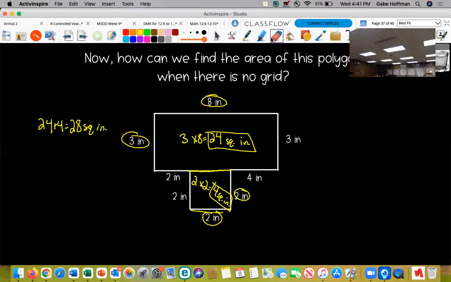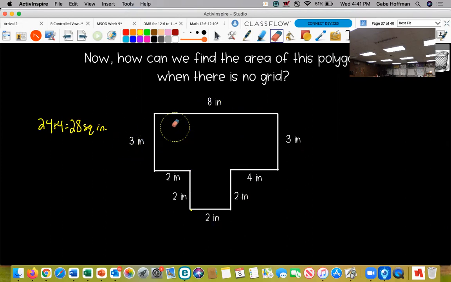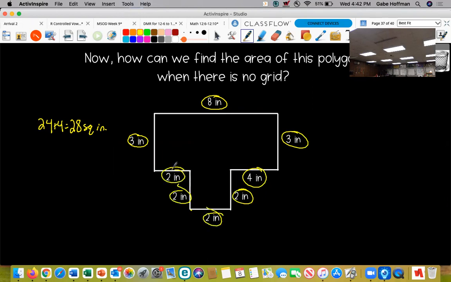For perimeter, I just am going to add together all the side lengths. So it's the same thing as when I'm finding the perimeter of a rectangle, but on this one, I've got to add up all my side lengths. So I'm going to add 3 plus 8 plus 3 plus 4 plus 2 plus 2 plus 2 plus 2, right? So I'm going to say 3 plus 8 plus 4 plus 3. So there's my 3, 8, 4, 3 plus 2, 2, 2, 2. There's 4 twos. So plus 2 plus 2 plus 2 plus 2.